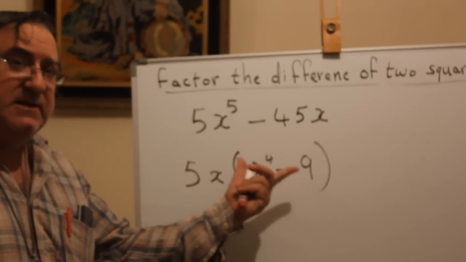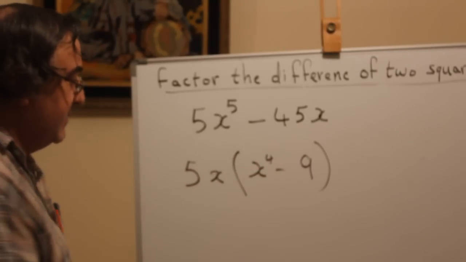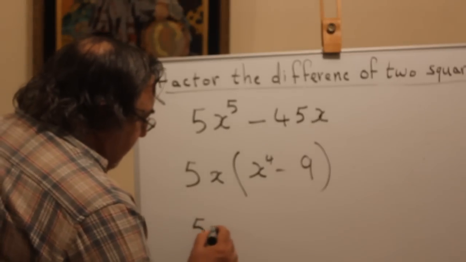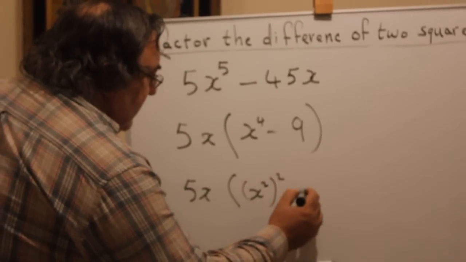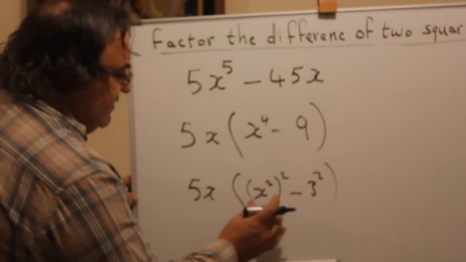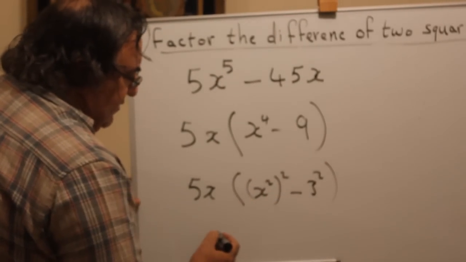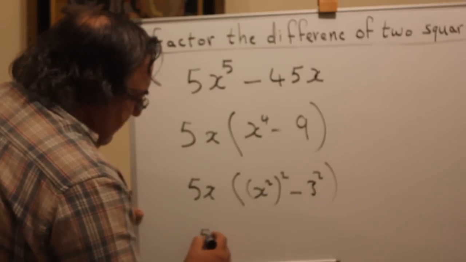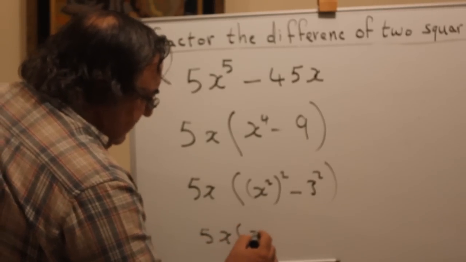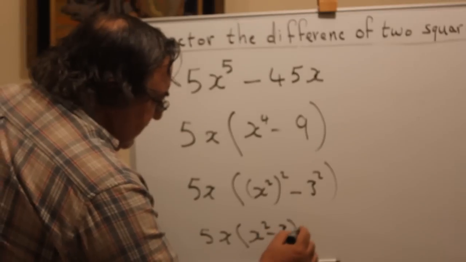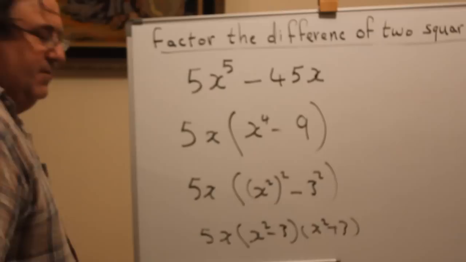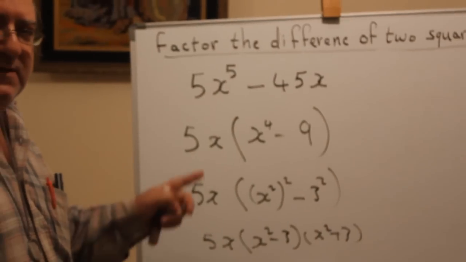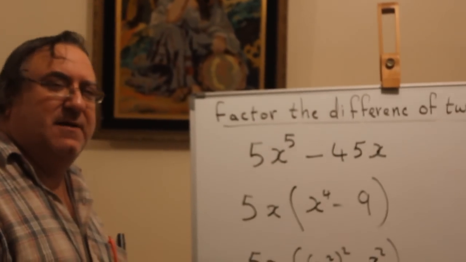Now, is this a perfect square? Yes. It can be like this: 5x into x squared squared minus 3 squared. So this is a squared minus b squared. So it means 5x into x squared minus 3 into x squared plus 3. As simple as that. Don't fall into this trap. Be careful. Have a nice time. Bye.